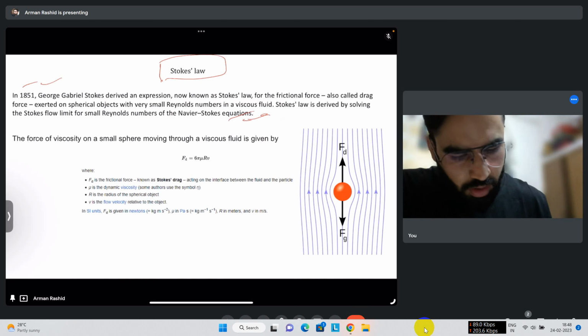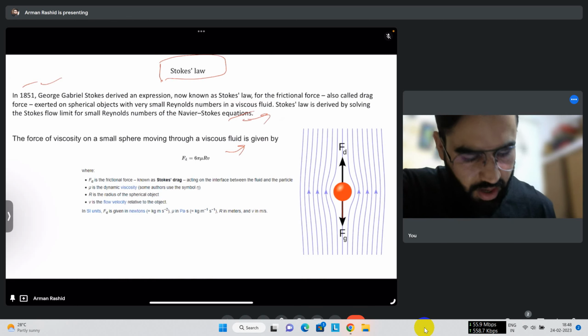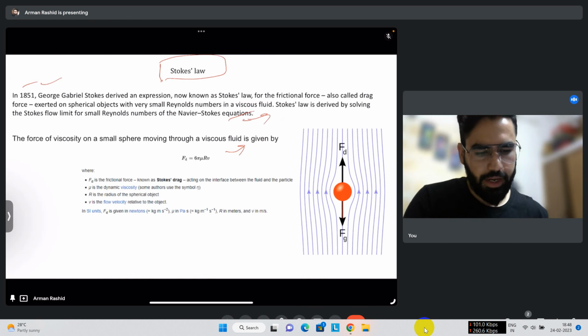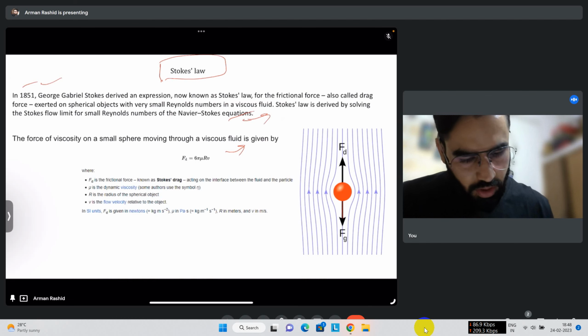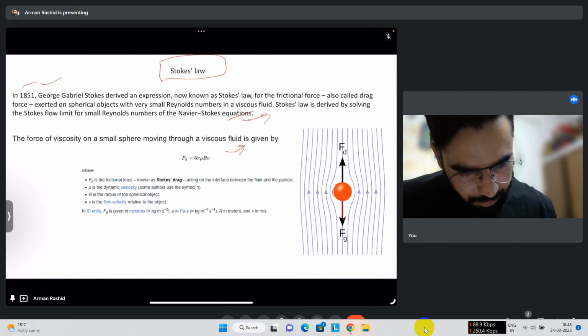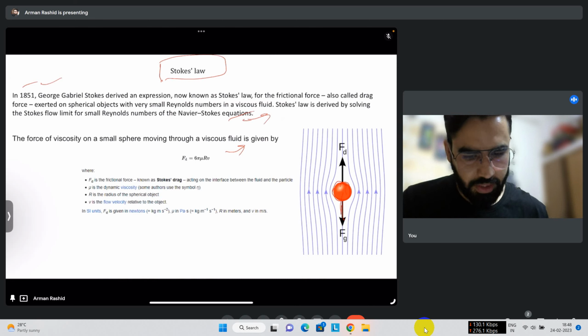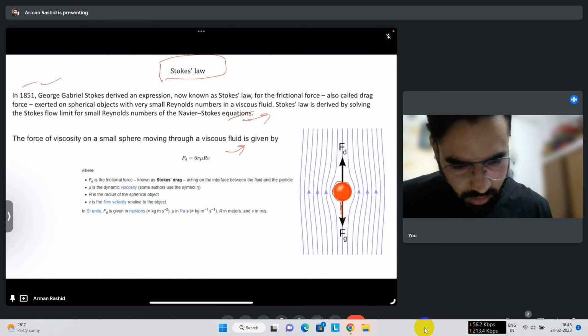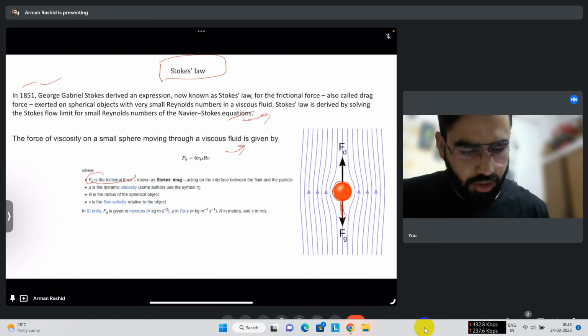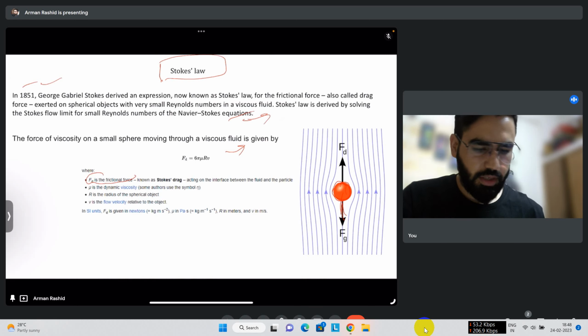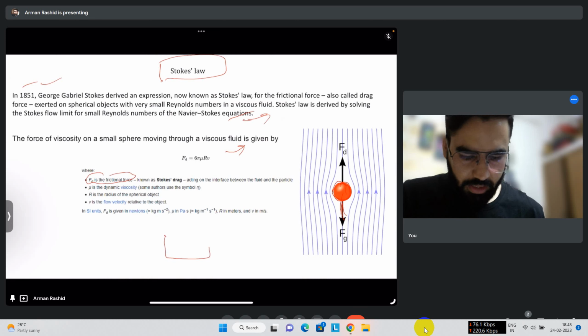Stokes law. In a nutshell, Stokes law says the force of viscosity, or drag force, that is offered to a spherical object inside a viscous fluid is given by 6 pi eta R V, where F is the frictional force, also called the Stokes drag. That is how much force there is if we have a container like this.